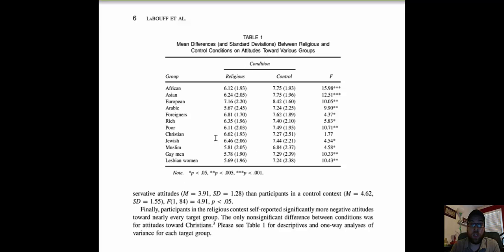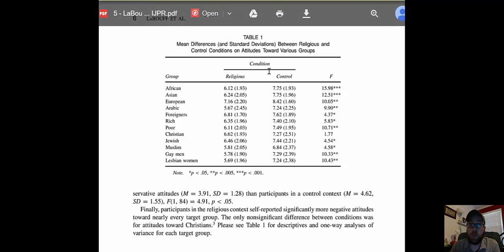Some people were in the religious context. Some people were in the control context. We compared the average results for each of these across the religious context, and that's what these numbers represent, and across the control context, and that's what these numbers represent. What you see here is that the religious context numbers are lower than the control context numbers.